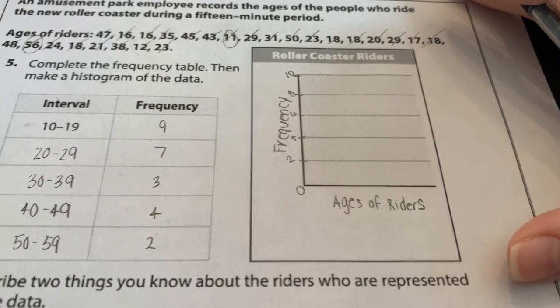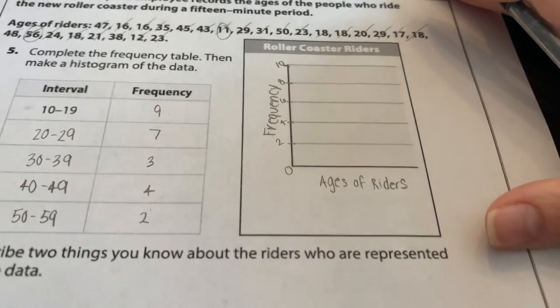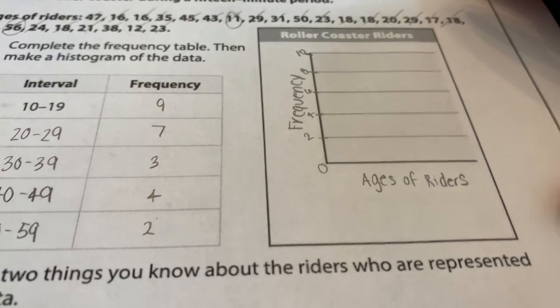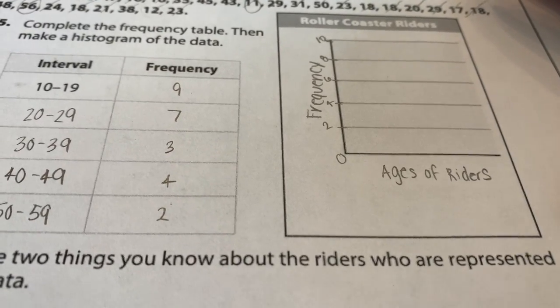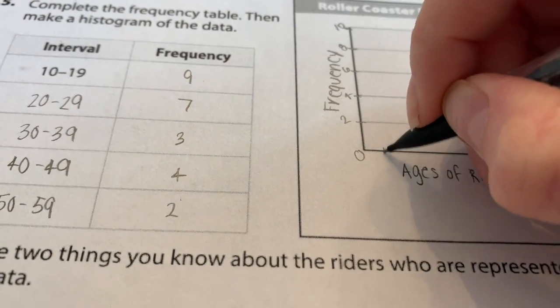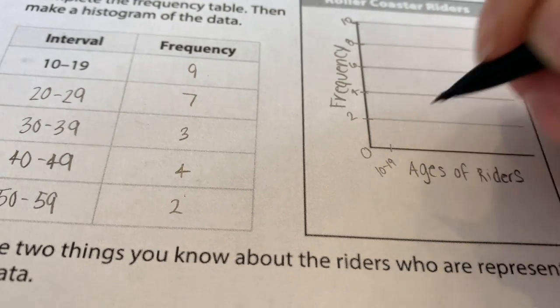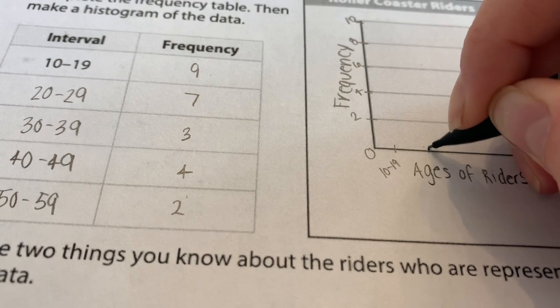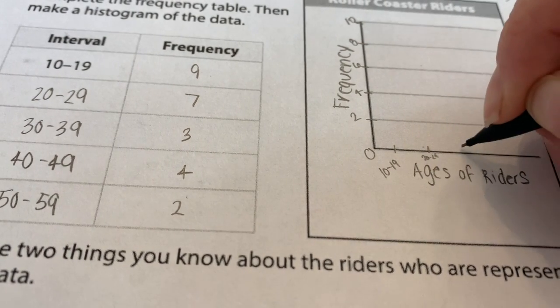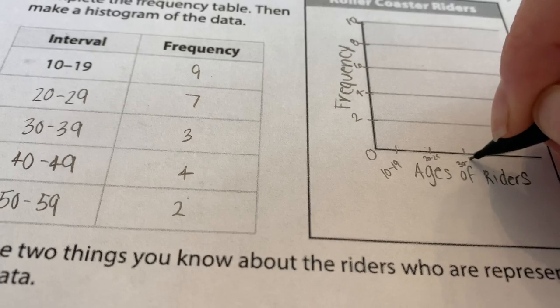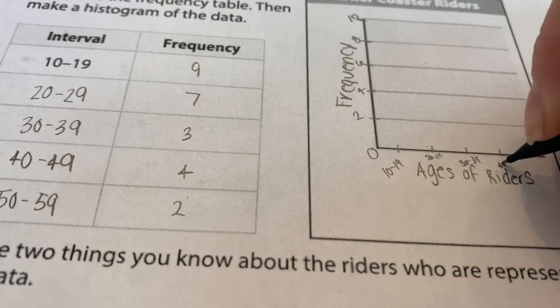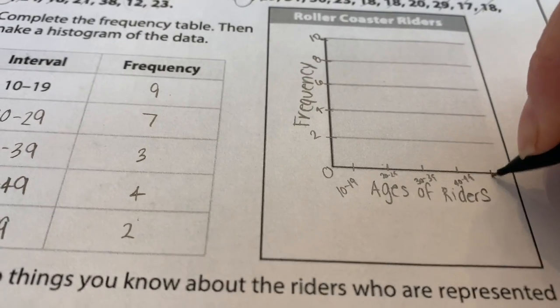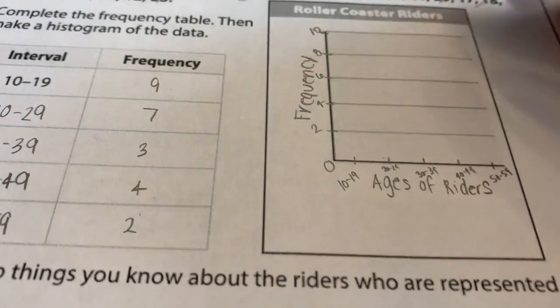And my ages of riders is in intervals. So the first interval is 10 to 19. And then we have 20 to 29, 30 to 39, 40 to 49. I didn't really leave myself enough room here. And then 50 to 59.